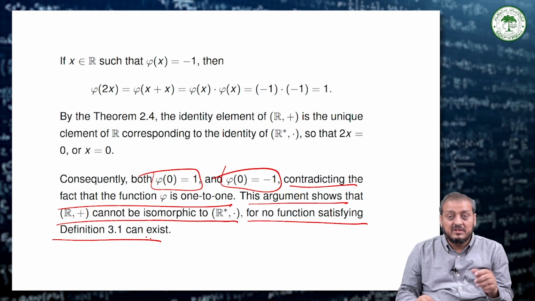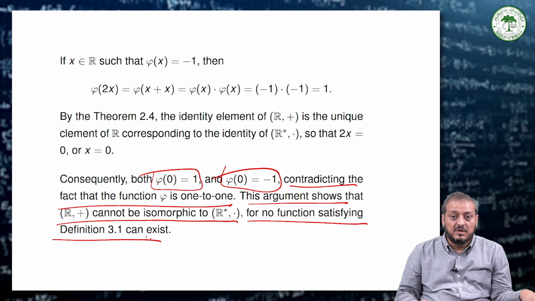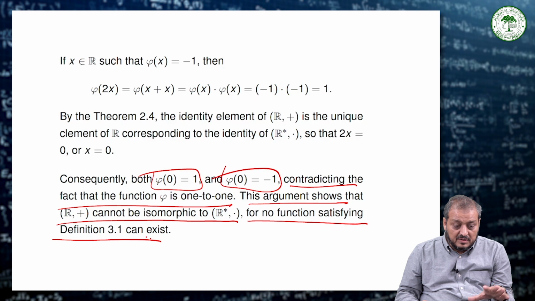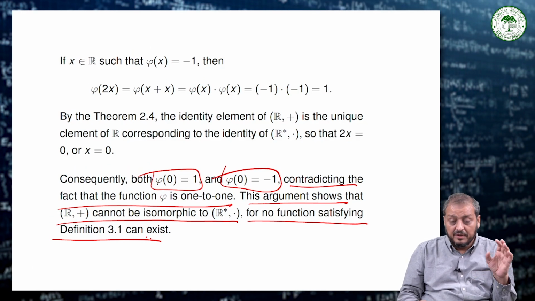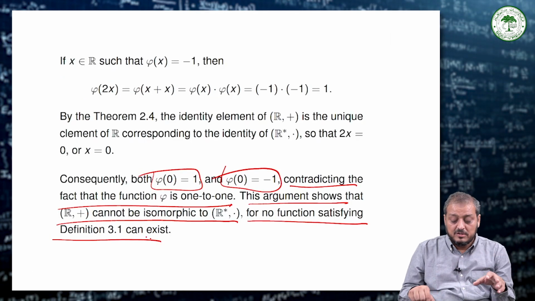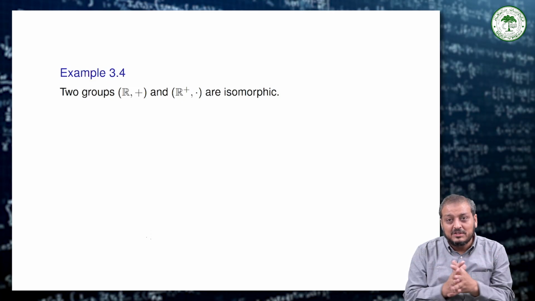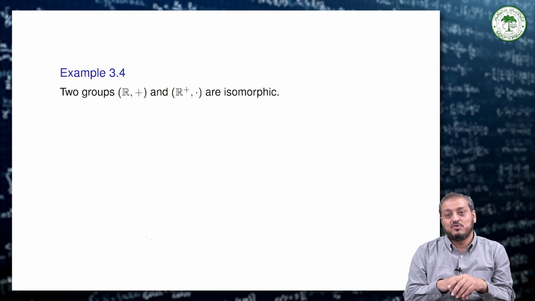So, this is not satisfying our definition of isomorphism. Okay. So, now we have to try to change this a little bit. In place of R non-zero real numbers, I take the positive real numbers and then try to show that under multiplication they are isomorphic.